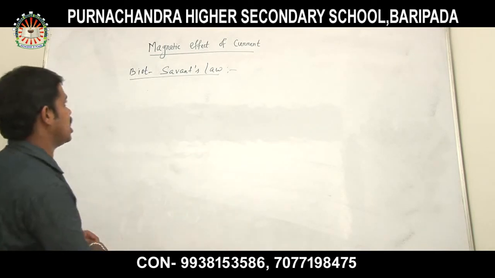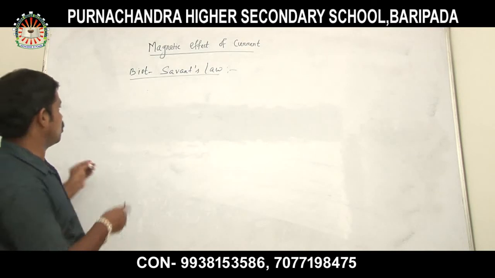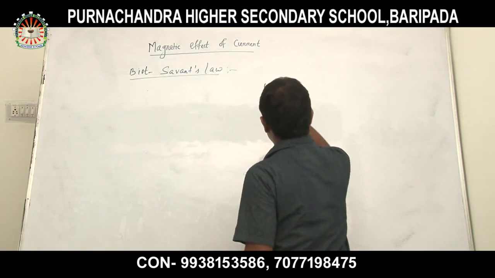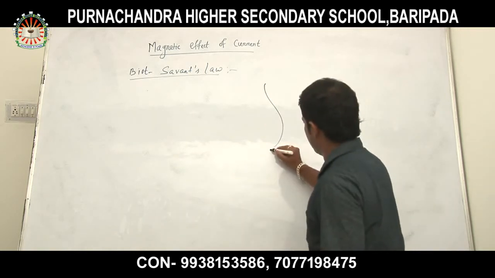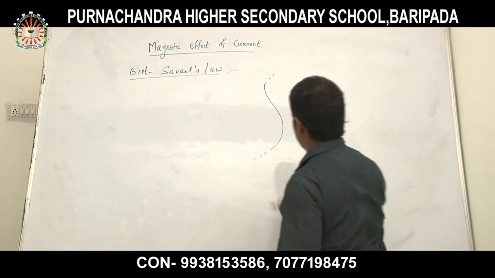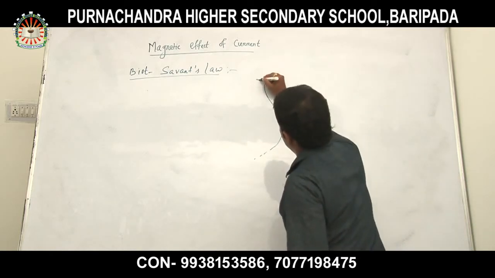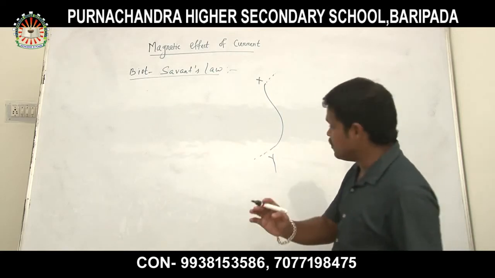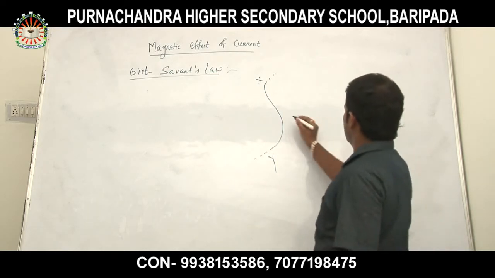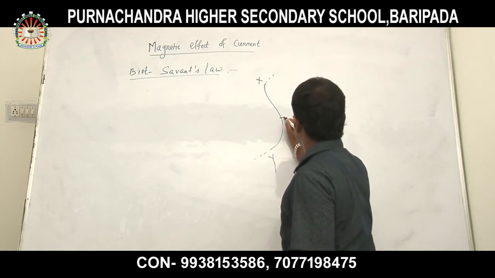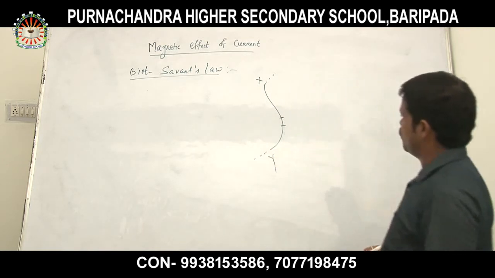Clear? So let us now verify the law. So what the law states? Before that, let us suppose this is a conductor, an infinite conductor. Let us take it as x, y. What is our aim in this law? Suppose at this point I want to find out the magnetic field.